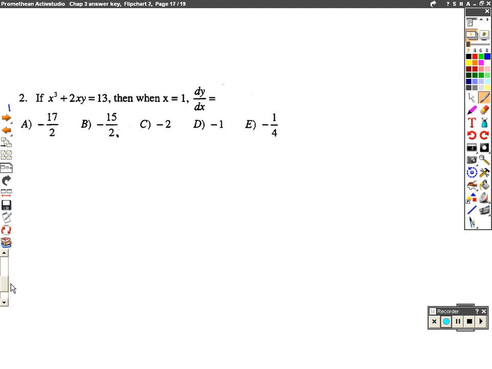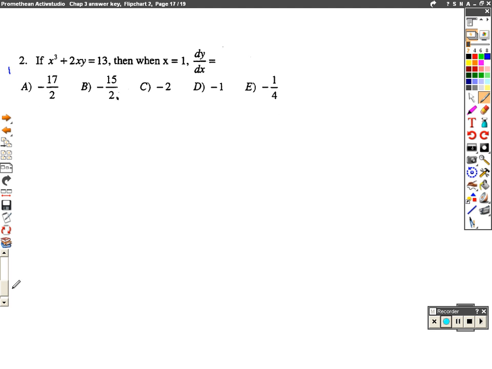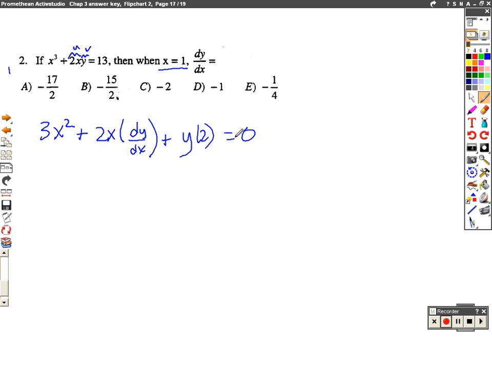Alright, number two. We want to find the derivative when x equals 1. So let's find the derivative first of all. 3x squared plus, treat it like a product, u v. So 2x times the derivative of y, which is 1 dy dx, plus y times the derivative of 2x, which is 2 dx dx, equals 0.